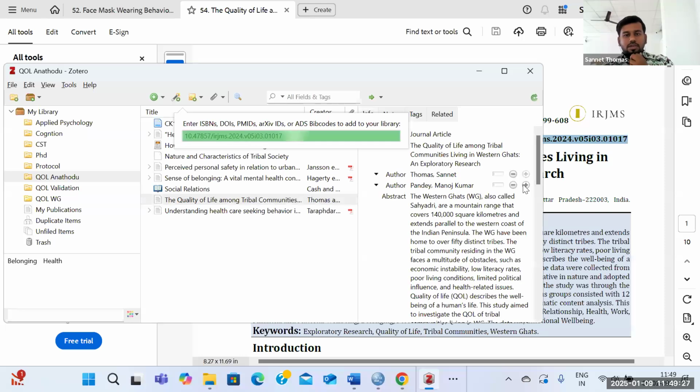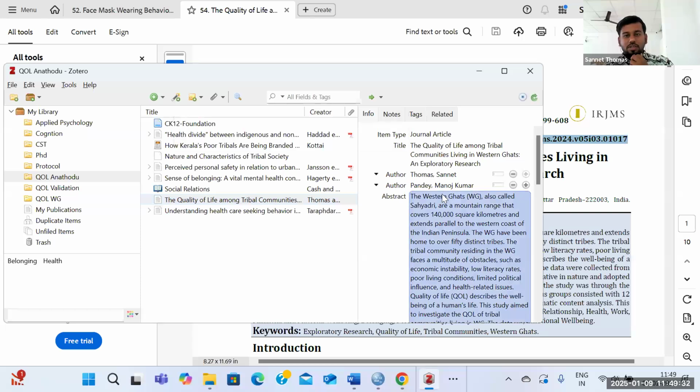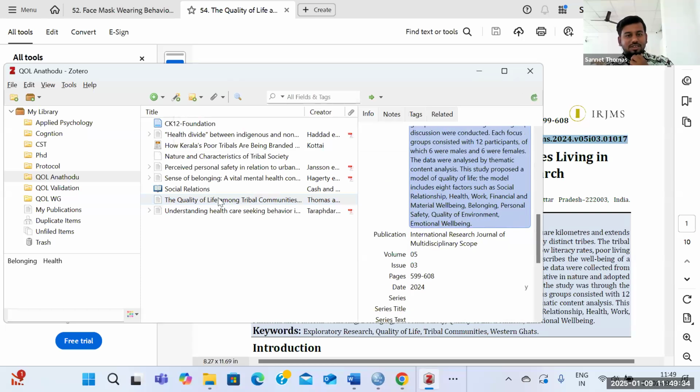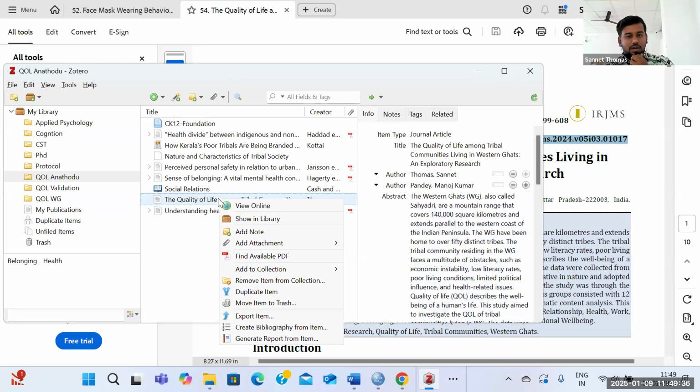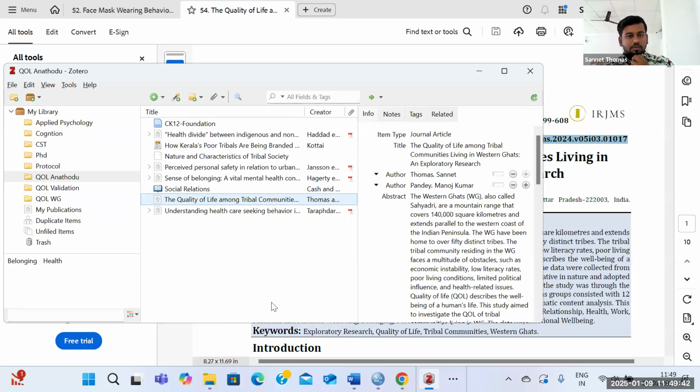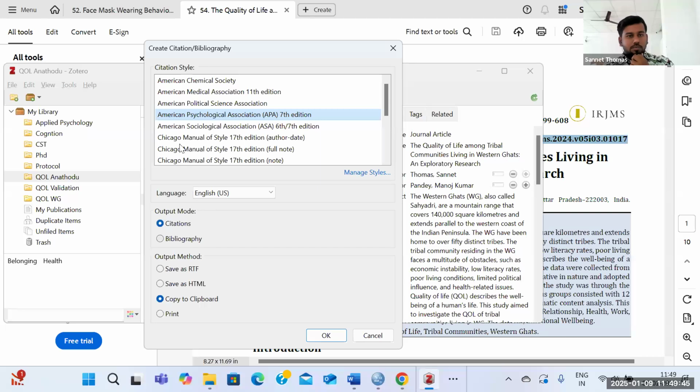So see, it is added here. You can see the details, and along with the abstract also you can see here. So if you want to create the bibliography or the reference from this, click on here, create bibliography. Then there are different options.